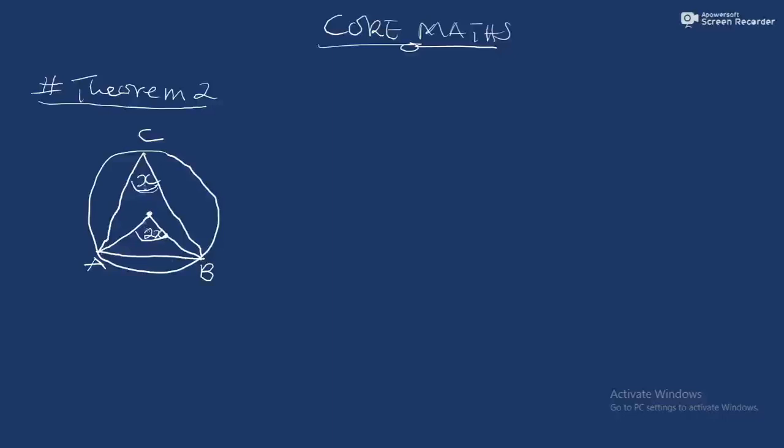Is twice the angle formed at the circumference. So if a chord forms an angle at the center and the same chord forms an angle at the circumference, the angle formed at the center is twice the angle formed at the circumference. Is that clear? So let's go over.